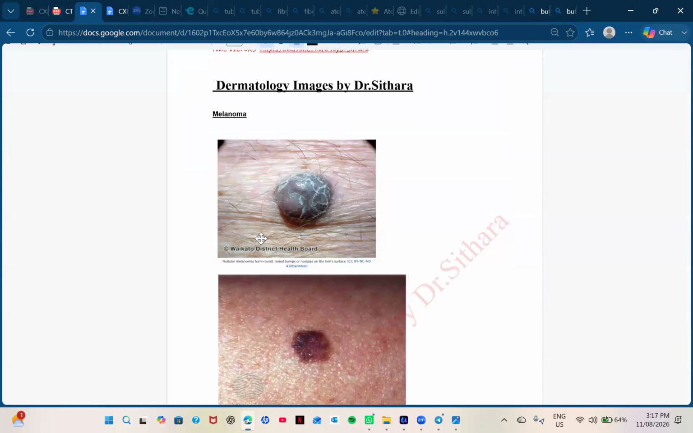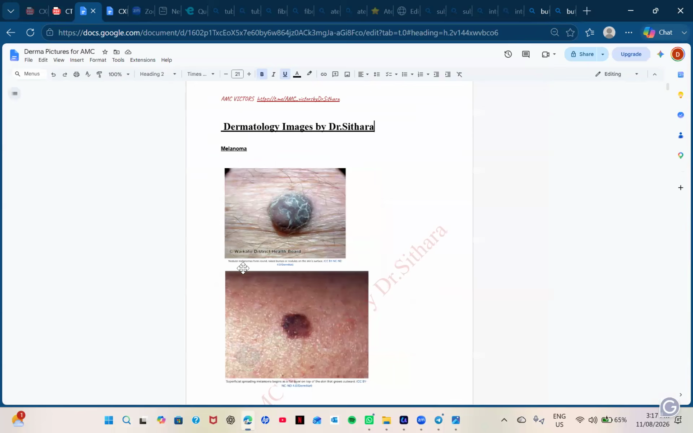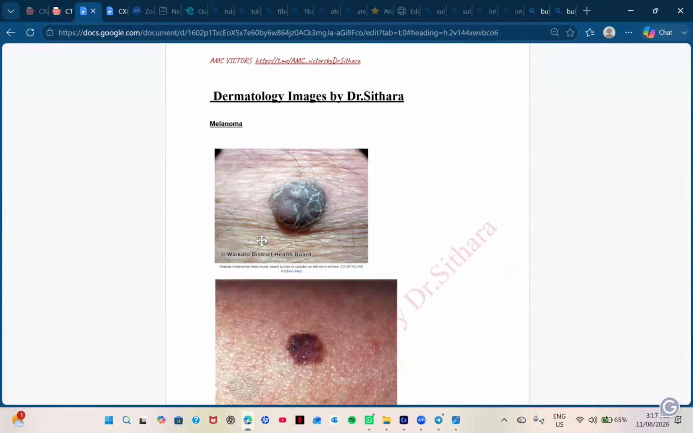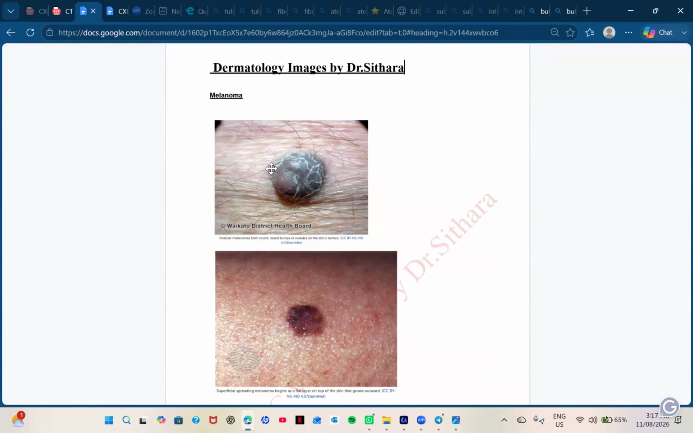So we'll quickly go through these pictures. Okay, I'm not going deep inside these things, but I'll explain how it presents. So how does melanoma present?